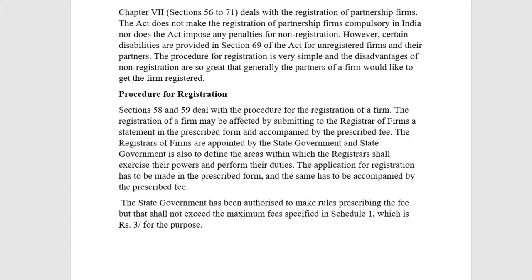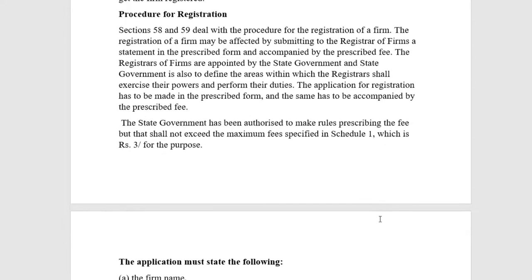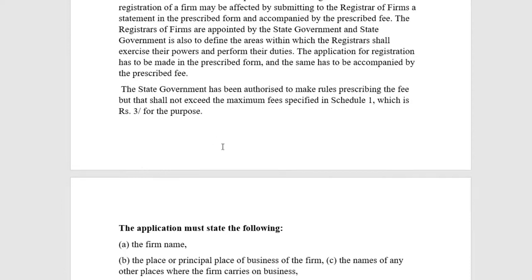Here the application for registration has to be made in the prescribed format and the same has to be accompanied by the prescribed fee. That means some fee has to be paid for the registration. The state government has been authorized to make rules prescribing the fee, but that shall not exceed the maximum fees specified in Schedule 1. That means here Schedule 1 plays a vital role with regard to the registration of the firm. There will be some fees given under that schedule.